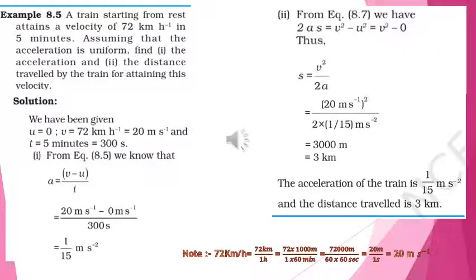Now we will solve some examples based on these three equations. Which equation we will use and which not, let's see. A train starting from rest attains a velocity of 72 km per hour in 5 minutes. When you hear the word rest, it means initial velocity is 0. You must remember in your mind, rest means initial velocity is 0. Assuming that the acceleration is uniform, find the acceleration and the distance traveled by the train for attaining this velocity.